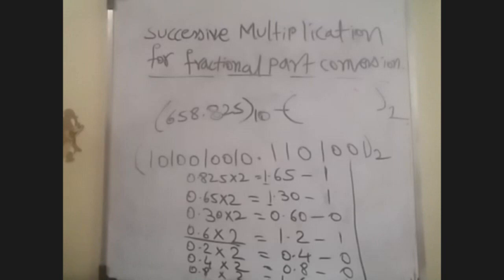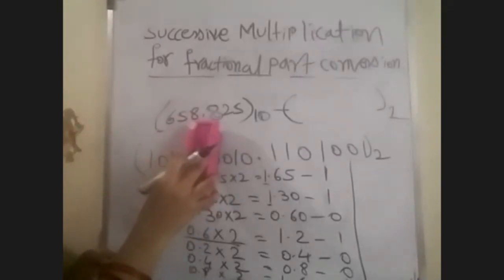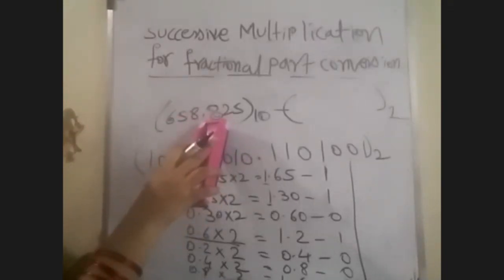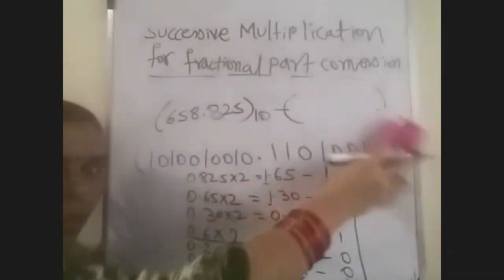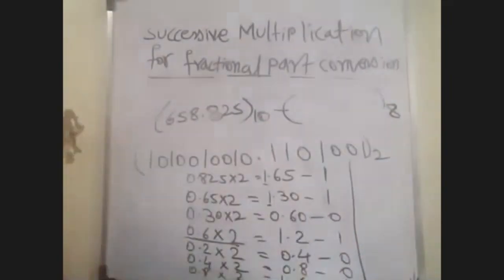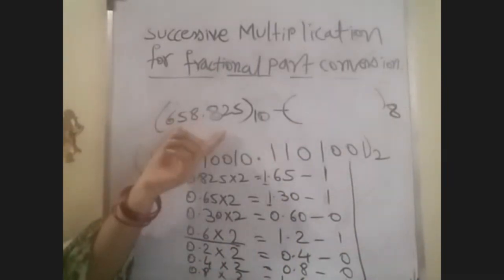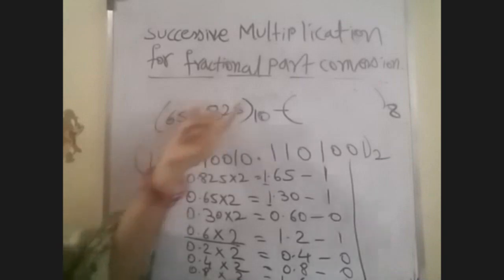Okay, next example. Convert this same value, 658.825, decimal into octal. This is the decimal value, and this decimal value will be converted to octal.